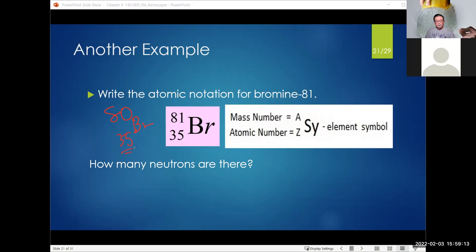Okay, now bromine 80, which is the most common isotope, has 35 protons, 35 electrons, whereas bromine 81 has 35 protons, 35 electrons, and they differ with respect to one neutron. And that fact in itself gives them totally different properties. The neutrons here, we just simply subtract 81 minus 35, okay, which is 46. How many neutrons does a bromine 80 have?